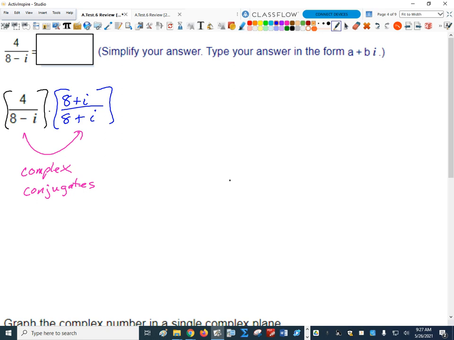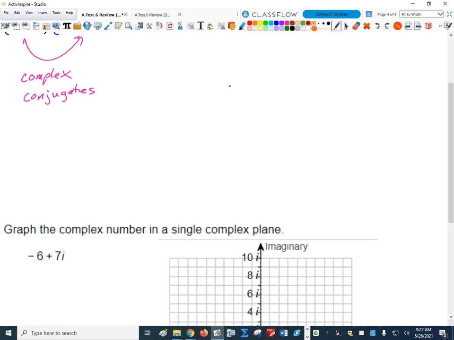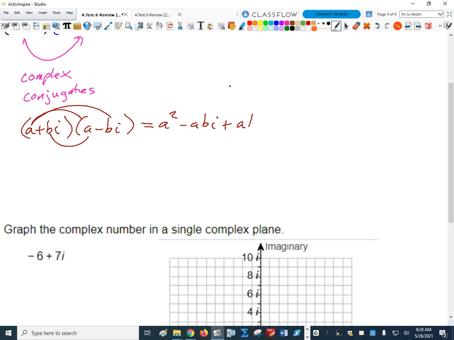When we multiply complex conjugates together, we always get the same result. Let's just see what happens. If I multiply a plus bi times a minus bi, we did this the other day, but I'm going to do it again because I think you were gone. If we distribute, I'm going to get a squared minus abi plus b times i times a, which we'll write as a times b times i, minus b squared. bi times bi is b squared times i squared.